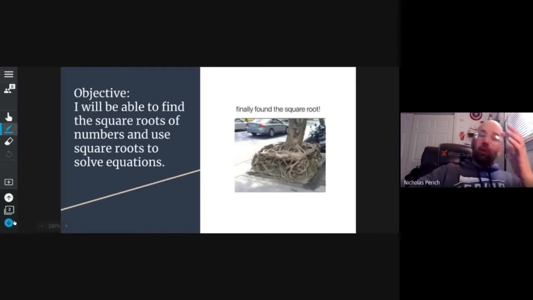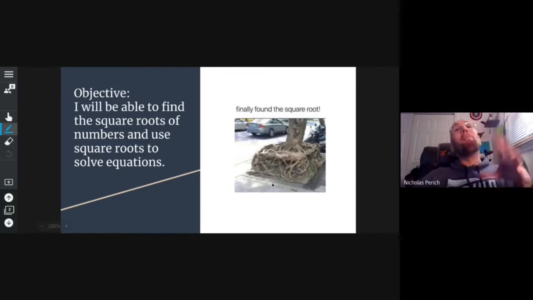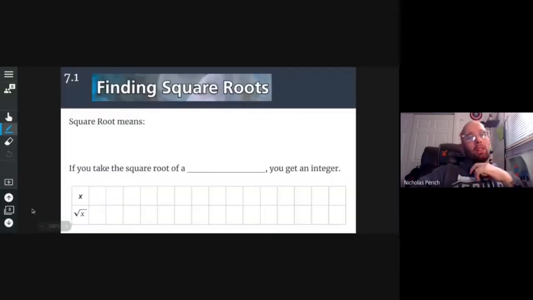What we're going to talk about today is square roots. Oh, that's so funny. It's a bunch of roots, and it's square. Oh, that's good. That's fun. That's funny.